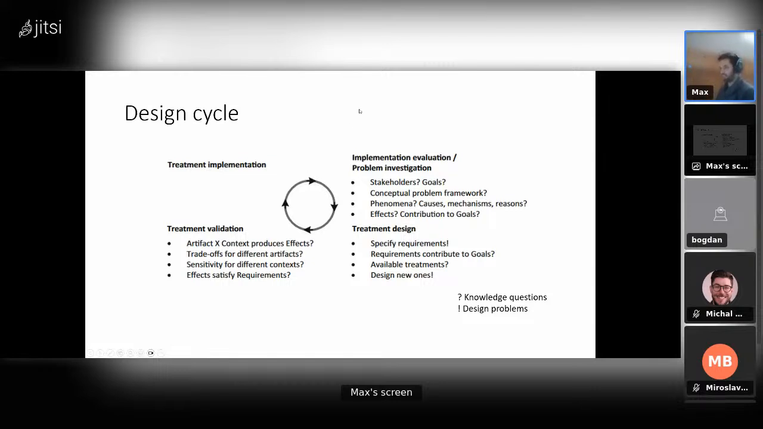Then you will have the treatment validation. So artifact in interaction with the context, what are the effects that are produced, and what would be the different trade-offs for the artifacts. So of course here is really just an introduction, but in the design science methodology, each of these bullet points would have a very specific methodology to achieve the thing. And the last point is the treatment implementation. So that's really the part where you will put your artifact in the real world and test it and get feedback. And then depending on this feedback, you can start the cycle again.